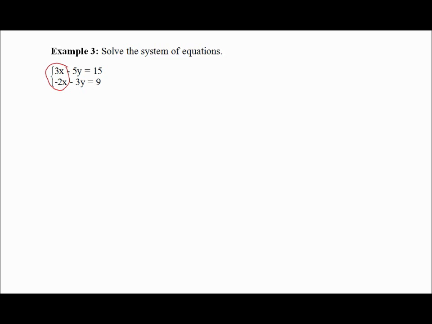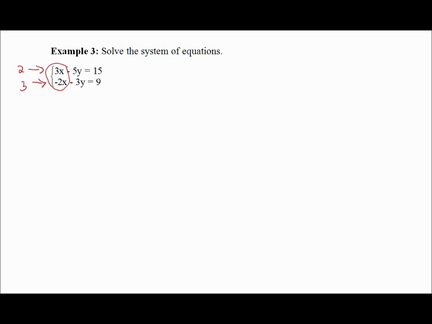And this is what I'm going to do. For the top one, I have a 3 for the coefficient. And for the bottom, I have a negative 2 for the coefficient. I believe what I want to do, I want to turn them both into 6. I want one to be a positive 6, the other to be a negative 6. So in order to turn the top into a positive 6, I'll multiply it by 2. In order to turn the bottom into a negative 6, I'll multiply it by 3.